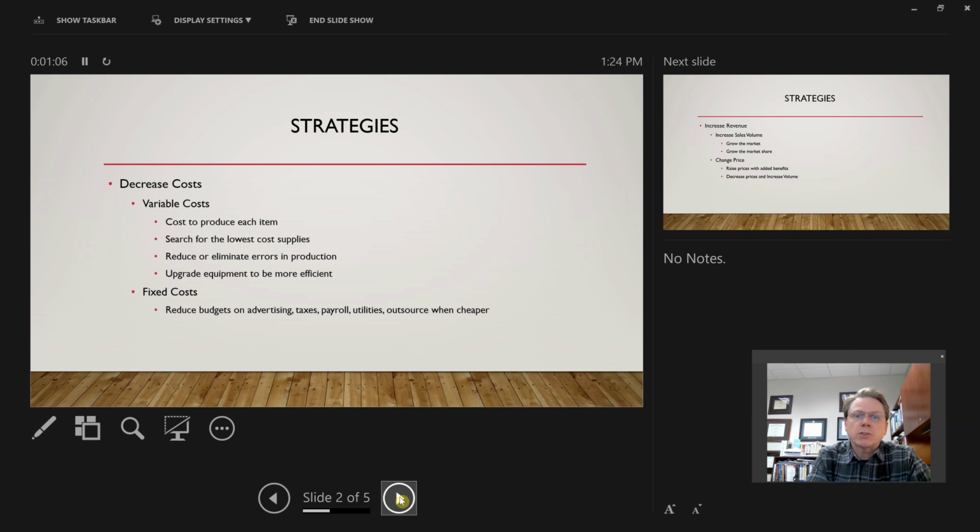So if you have a decreased cost strategy, you'd want to find the items at the lowest price, the lowest cost for you, that you would need to then produce your product. If you paint your product, you'd want to find a supplier that provides the paint that is what you need as far as the quality and colors for the lowest price. If it's a microchip, you'd want to find the company that produces the microchip at the lowest cost.